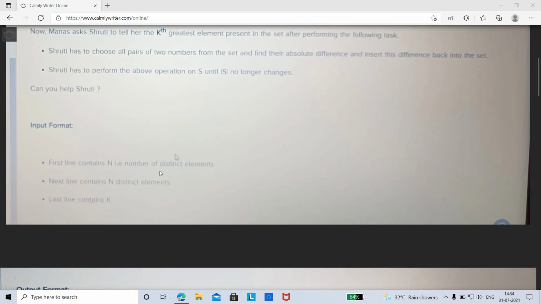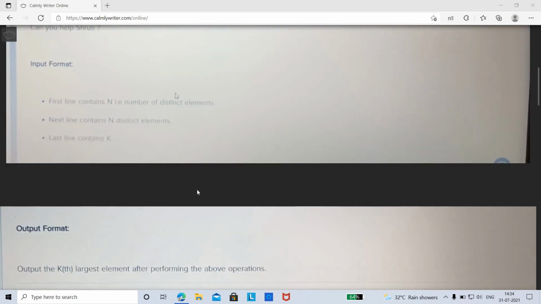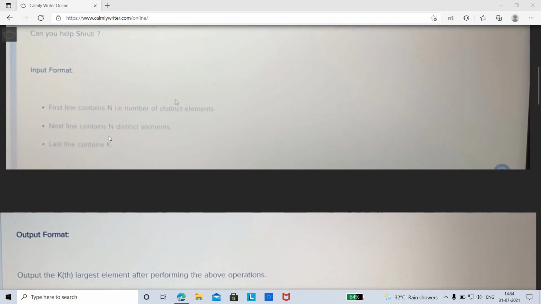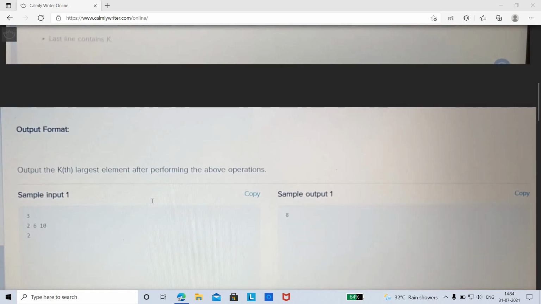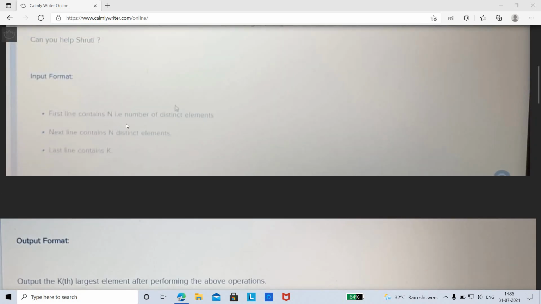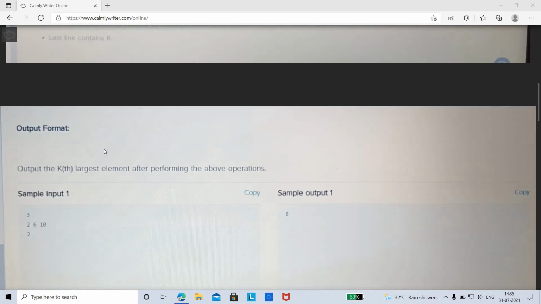So this is the input format. The first line contains n. You can see the first line of the input, n is 3, which represents the number of distinct elements in the set. Here you can see there are 3 elements in the set. The second line denotes the set: 2, 6, 8. So n is the number of distinct elements in the set, and the next line contains the elements. The last line denotes the kth value, which is k equal to 2.